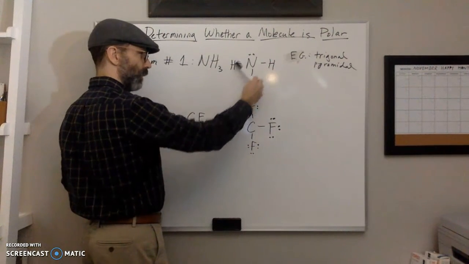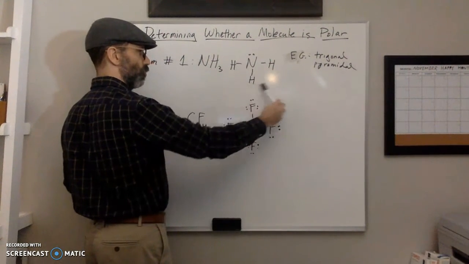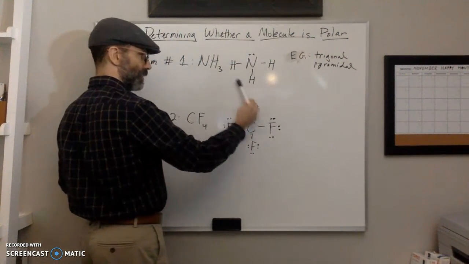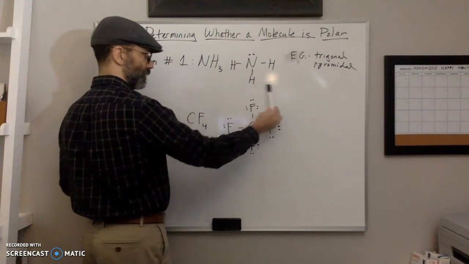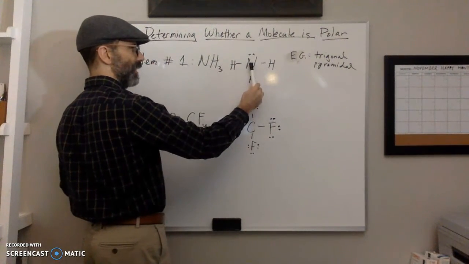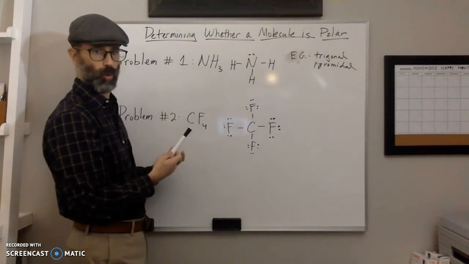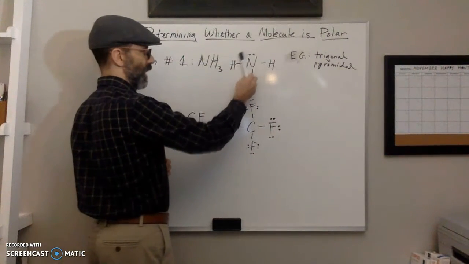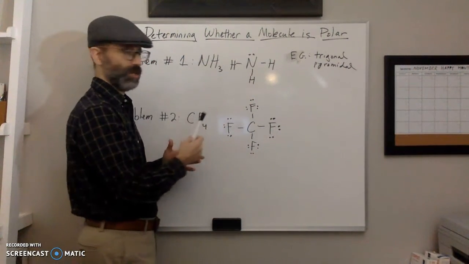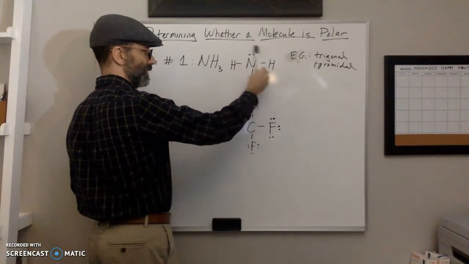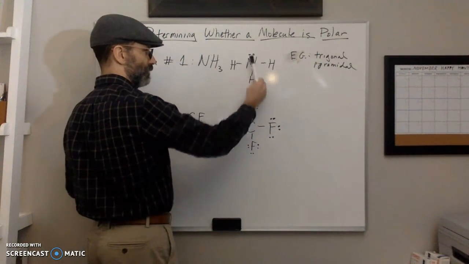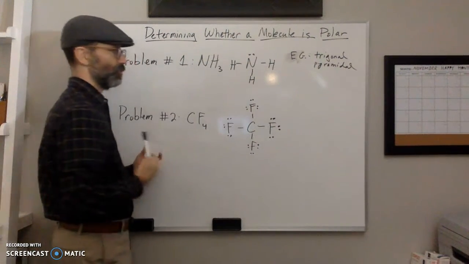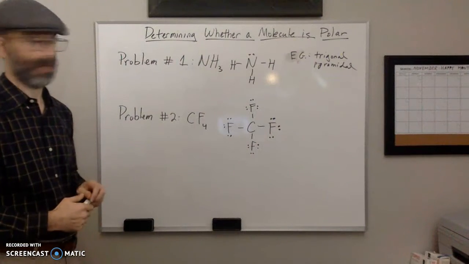The bonds are being pointed downwards, so you're going to have a partial positive side, and then the nitrogen is more electronegative, so that means it's going to have more electron density around it. So that means that this side is going to be negative, this side is going to be positive. So you've got a polar molecule.